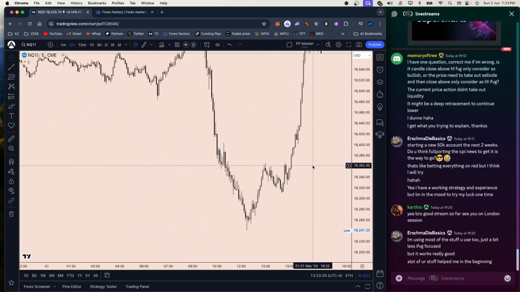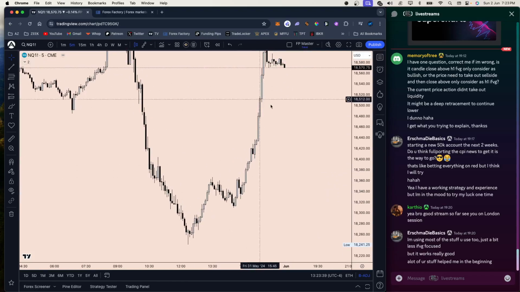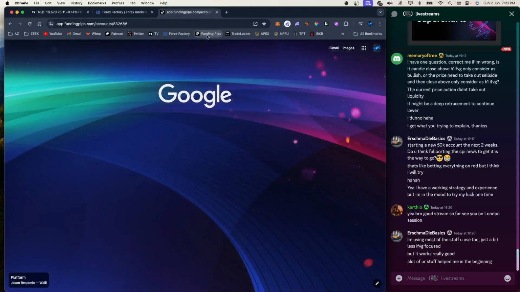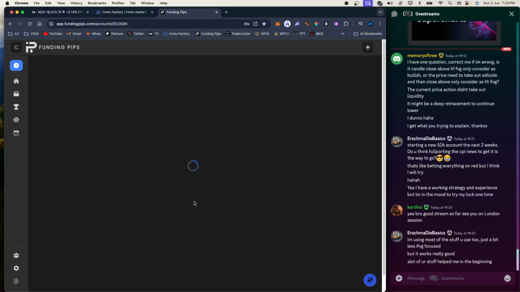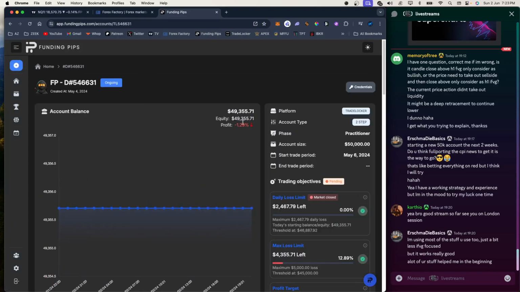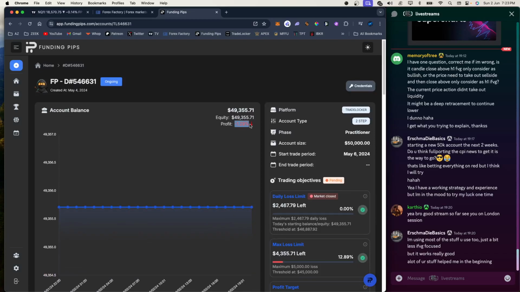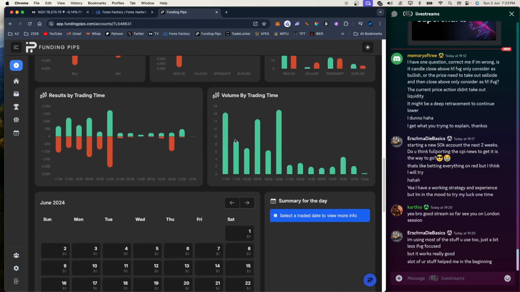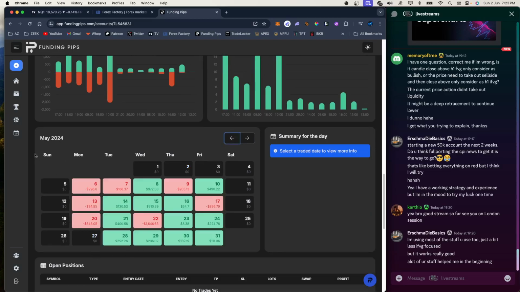I wanted to share the setups that I took during the PM session. Didn't use a lot of risk. Let's show the live stream Funding Pips account. Sign in here, home. Still in phase 2, still in a little bit of drawdown, negative 1.25%. This is the entire PL of May. Started phase 2 at the beginning of May, really the first full week of May.